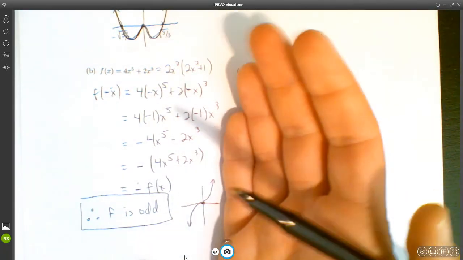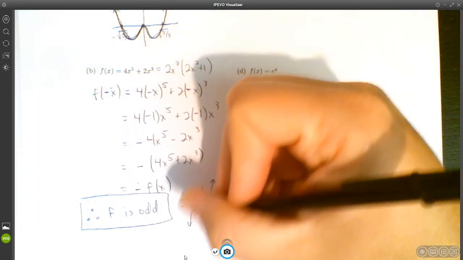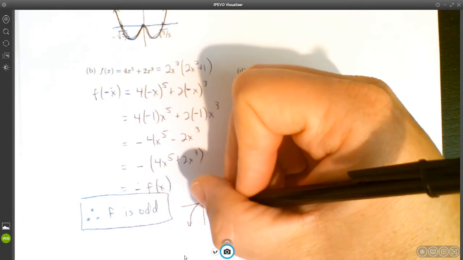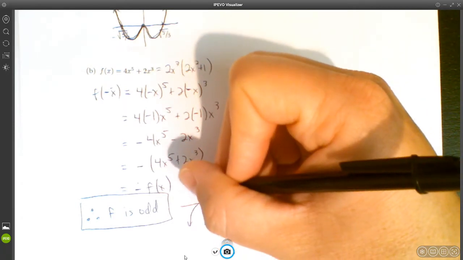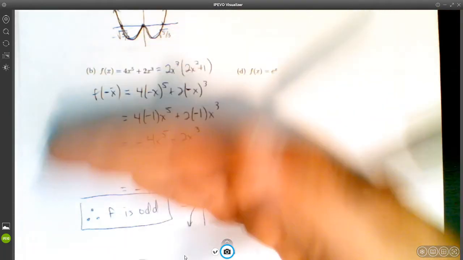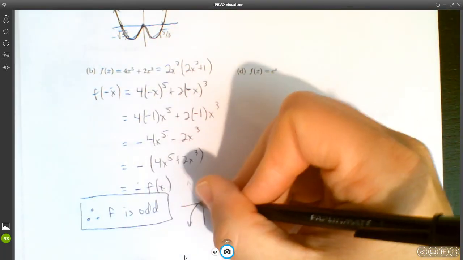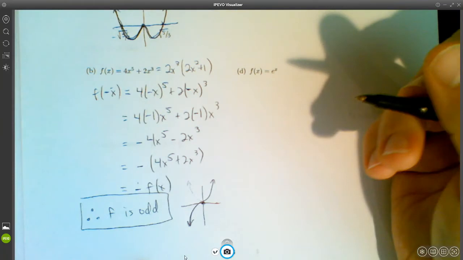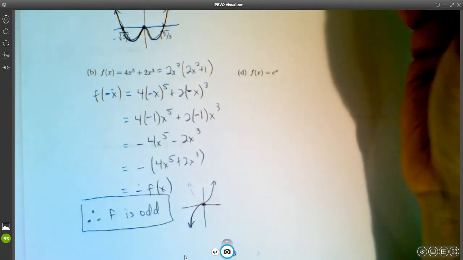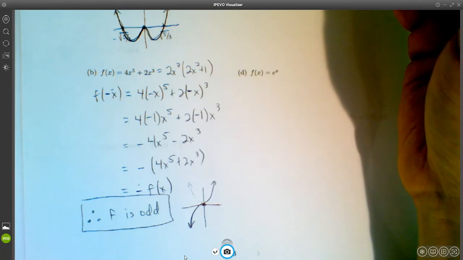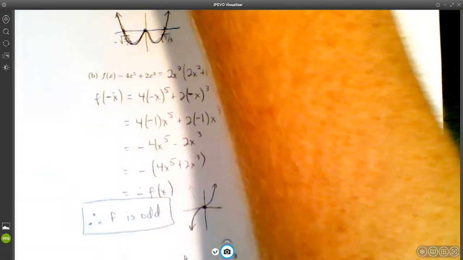If I fold this in half across the y-axis, then the top half of the graph kind of looks like this now. And if I fold that again across the x-axis, then it's going to match up with this piece. So you've definitely got that symmetry about the origin. Okay? So yeah, f is odd.